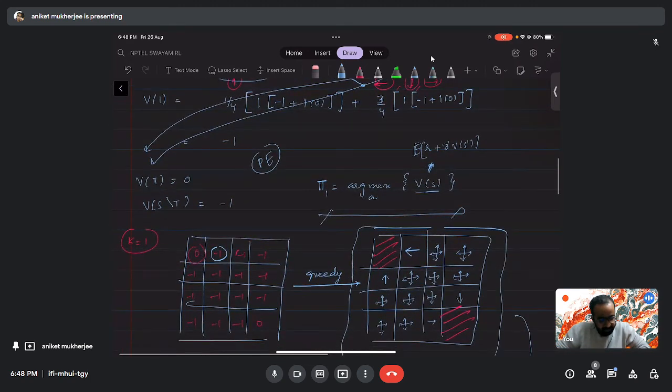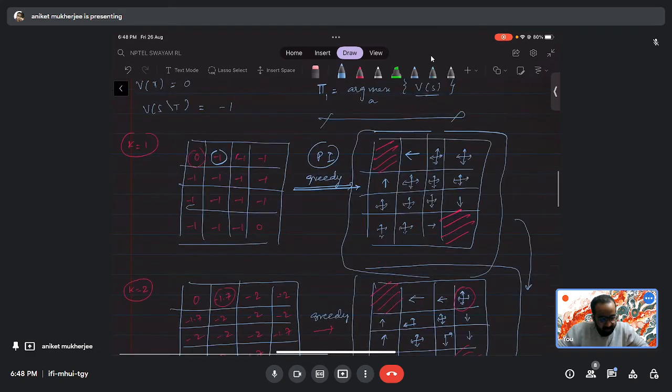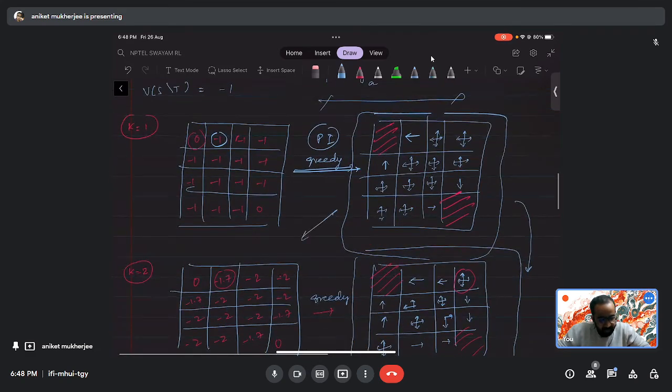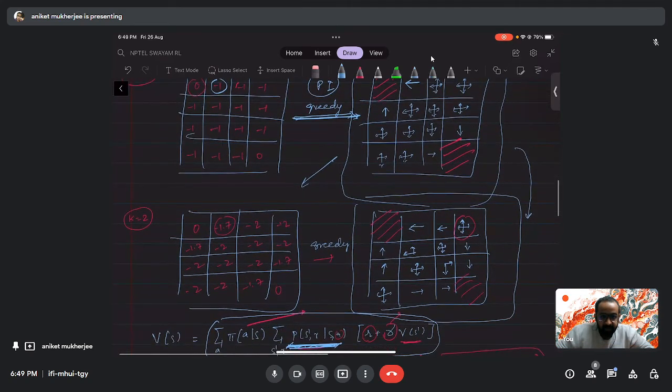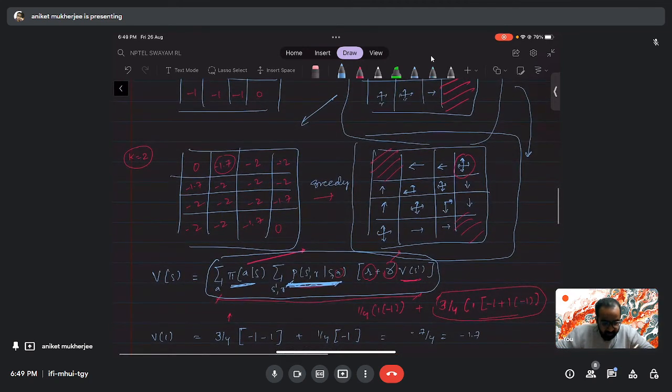Then I update my policy. This is policy improvement, where I use the greedy step. Now, while updating, I don't use the equiprobable policy. I use this new policy, which I have obtained by greedy. So now you see that all these values would change. Each time I'll be taking different actions for the same state, so my pi of a given s would change.